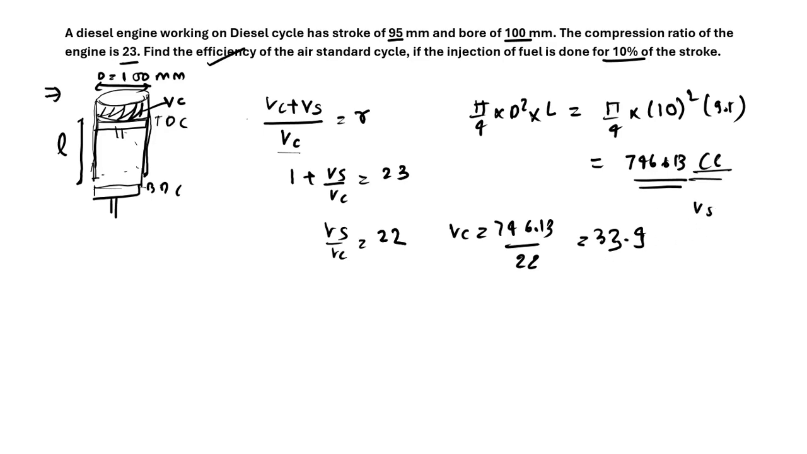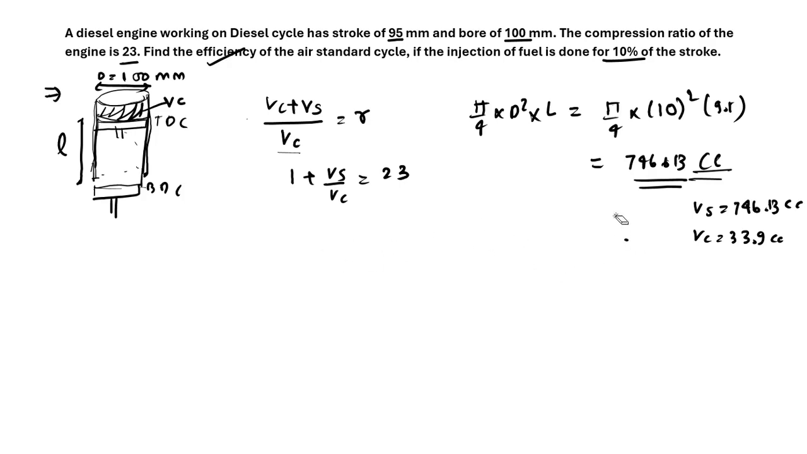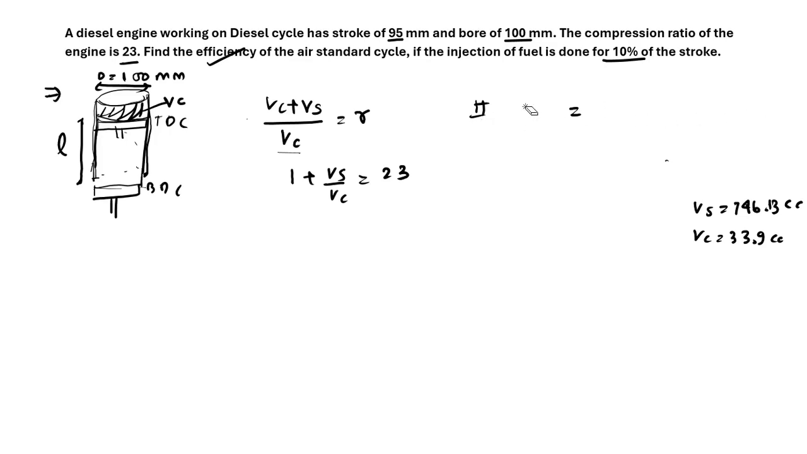So let us just write V stroke as 746.13 and V clearance as 33.9 cc. So both of these volumes were necessary to calculate first, because further going into the question, you will understand that these are required in order to solve the entire question.